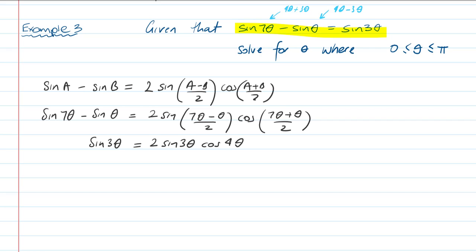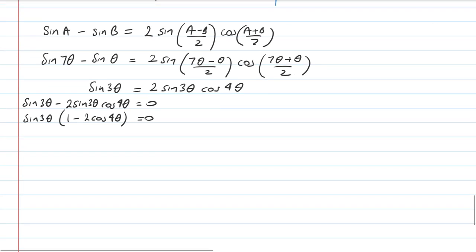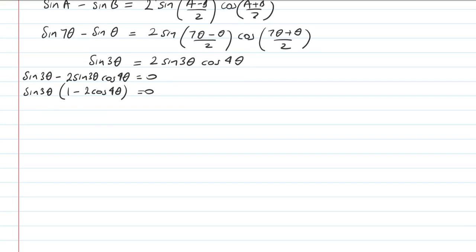So instead what we do is we say, let sine 3 theta minus 2 sine 3 theta cos 4 theta equals 0. Factorise out the sine 3 theta: sine 3 theta times (1 minus 2 cos 4 theta) equals 0, and now solve using the null factor theorem.